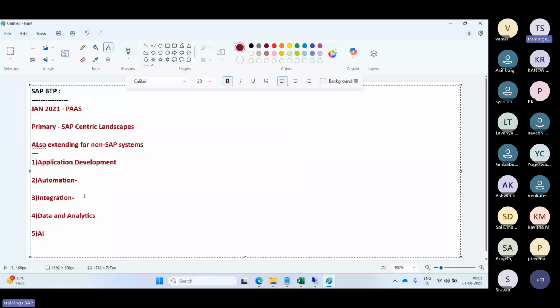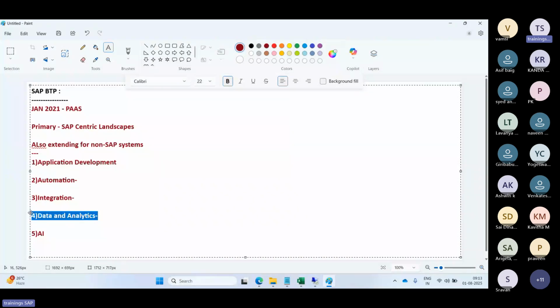So the next one is the data and analytics here, right? They are providing some of the databases like HANA Cloud, Sybase, Data Lake, Data Intelligence, Analytics Cloud, Data Warehouse Cloud. Those are some of the analytical functionalities they are providing to the customers here, right?